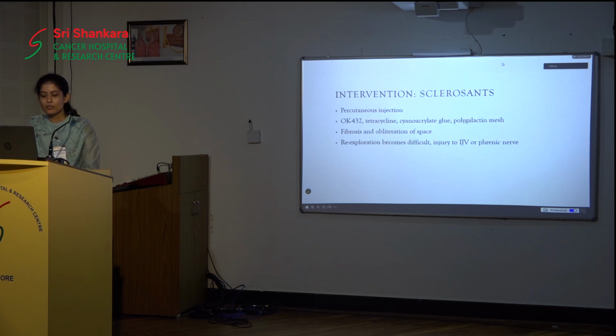A word about sclerosants. There are studies where sclerosants have been injected by the percutaneous route or through the drain tubing. The agents which have been used are OK432, intralesional tetracycline or glues. The problem with these agents is that again they induce a lot of fibrosis and obliteration. It basically makes it very difficult for you to do any further surgical intervention in the future, and also there is a theoretical risk of causing injury to the phrenic nerve and the internal jugular vein.